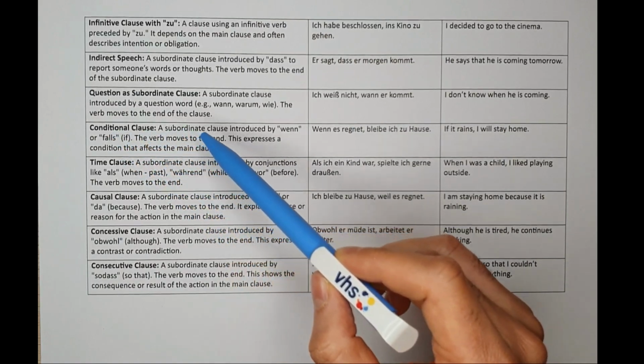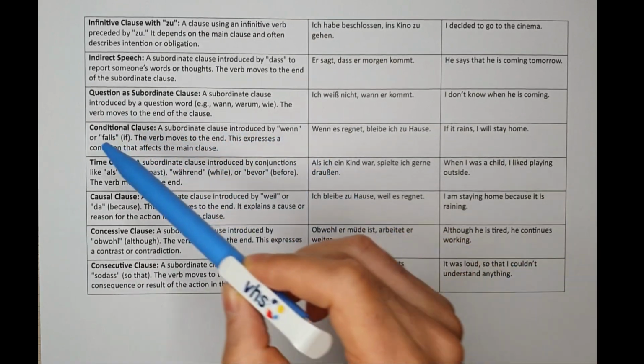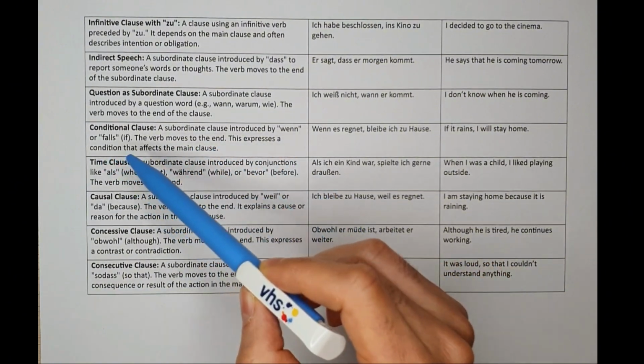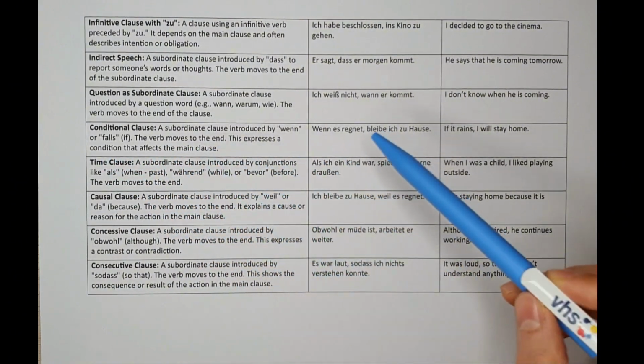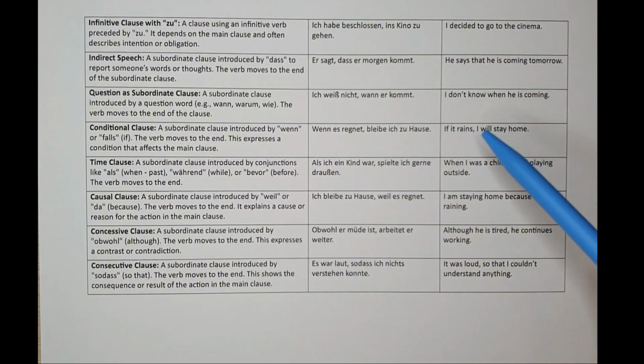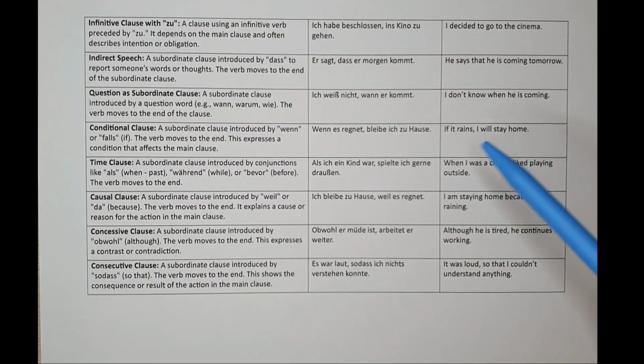Conditional clause. A subordinate clause introduced by wenn or falls. The verb moves to the end. This expresses a condition that affects the main clause. Wenn es regnet, bleibe ich zu Hause. If it rains, I will stay home.